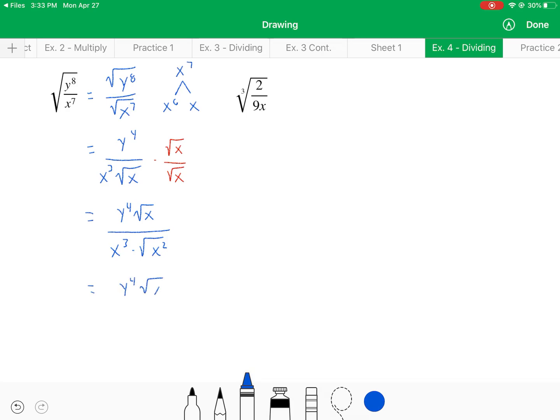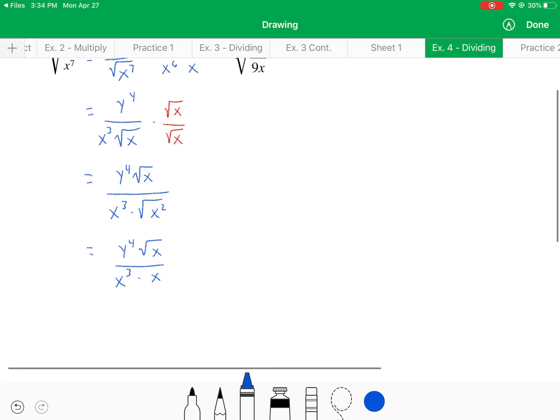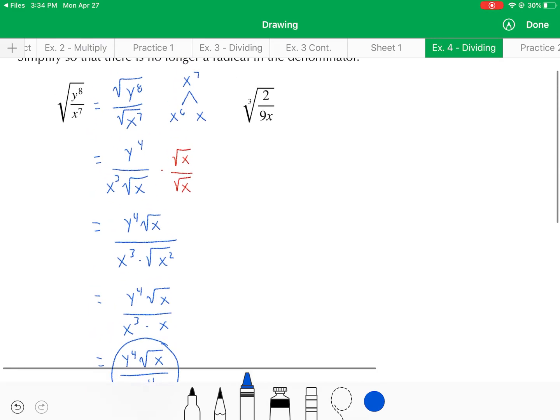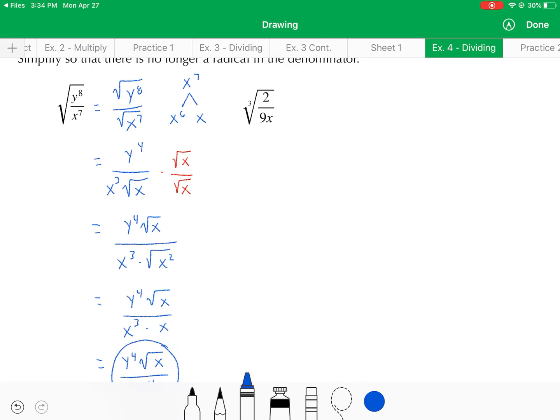Okay. And I have y to the 4th square root of x over x cubed times x. And that's going to give me y to the 4th square root of x over x to the 4th. And we are now simplified. Okay. All right, now notice in that approach, if we go back and we look at from the beginning, I chose to simplify the radicals right away before I did my rationalizing.